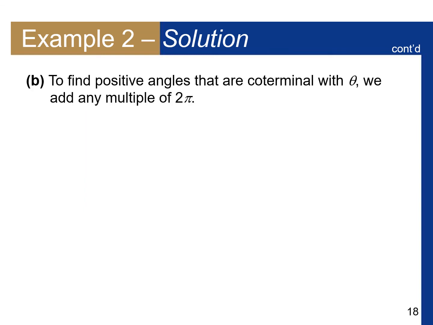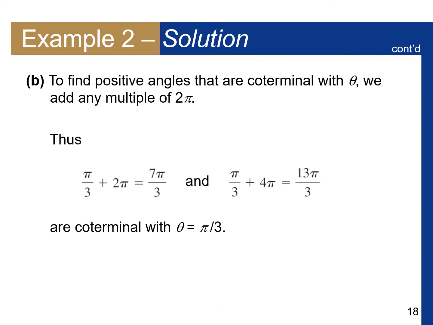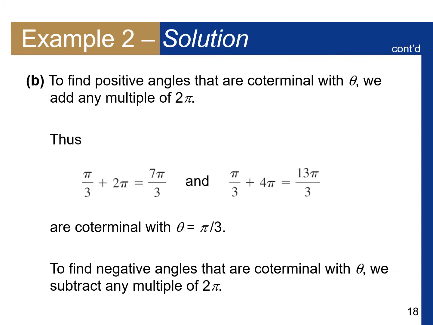To find any positive angles that are coterminal with theta, we can add multiples of 2 pi. So every time we add 2 pi or subtract 2 pi, we are going around the x-axis that amount of time. So here we have pi over 3 plus 2 pi. Here we have pi over 3 plus 4 pi. So they are coterminal with pi over 3.